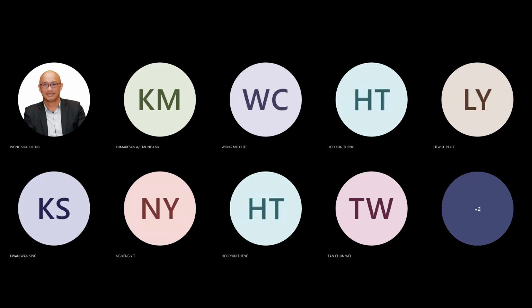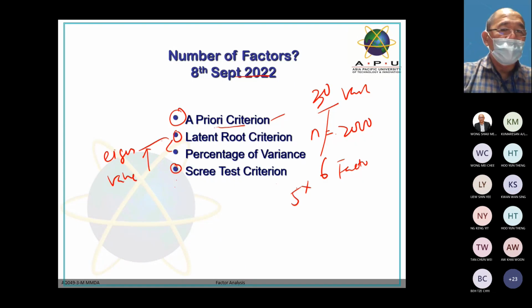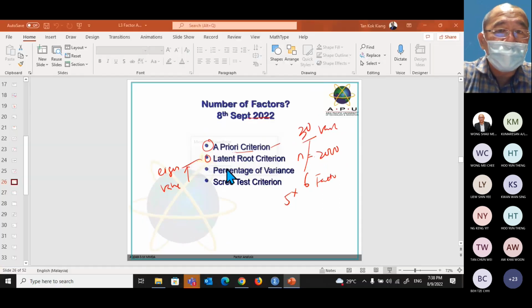It's a diagram for us to easily identify the factors. So I think we can do it now. Okay, this one is some criteria for us to identify the number of factors here from the output. So we see now.